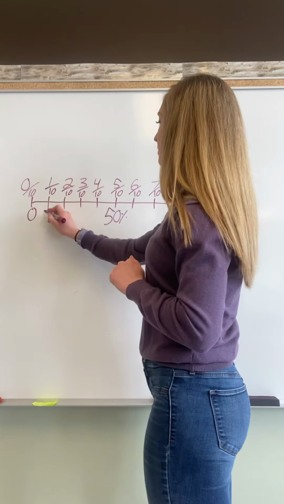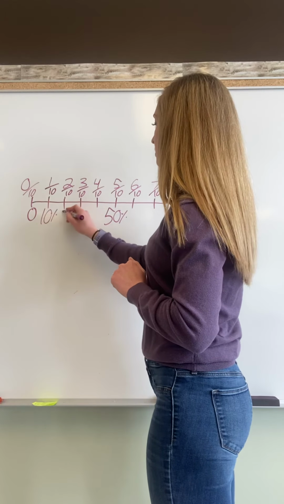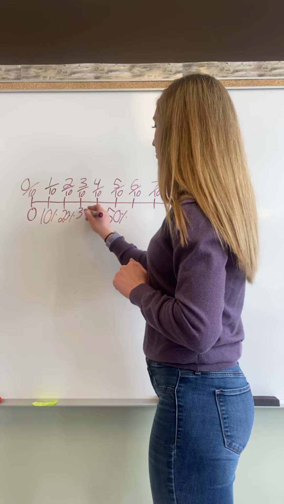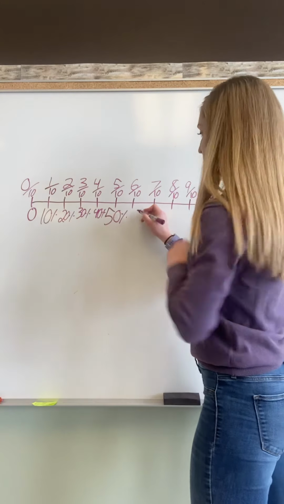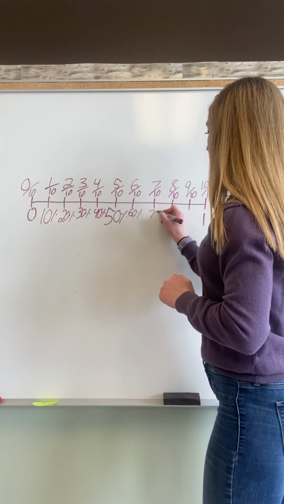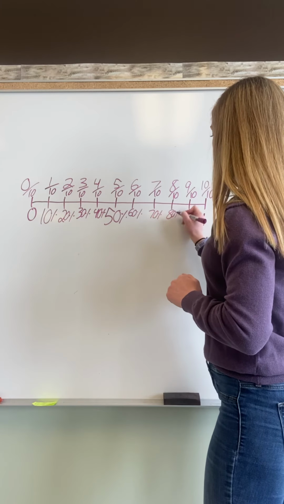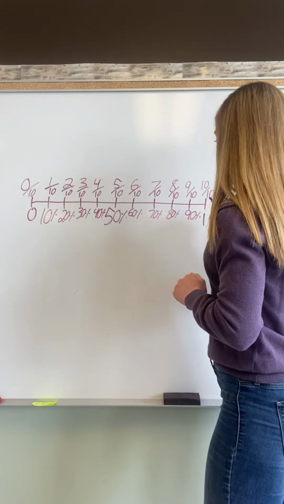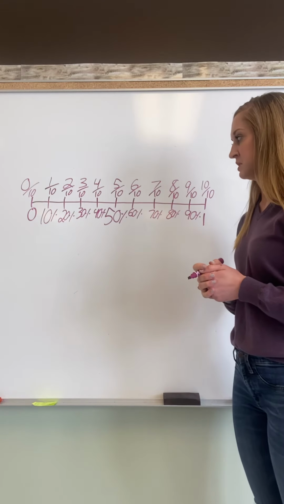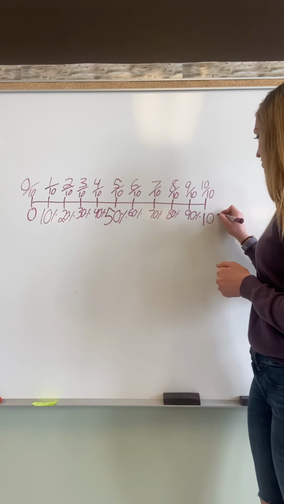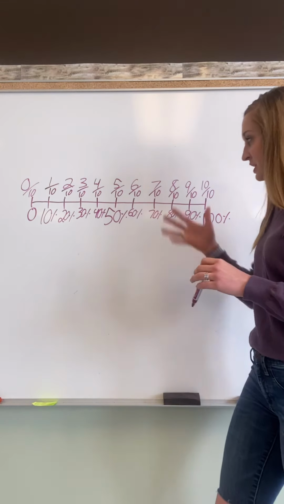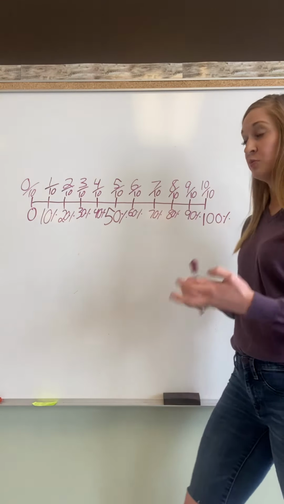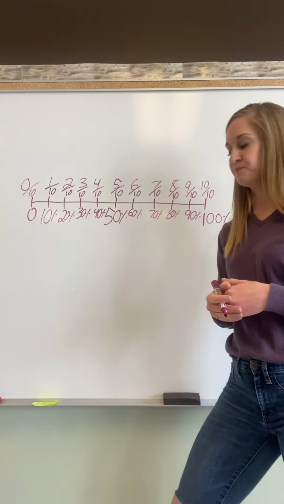So here, now I have 10%, 20%, 30%, my writing is a little too big, 40%, 50%, 60%, 70%, 80%, and then 90%, okay? And then this one here would actually be 100%. So I can use a number line to help represent fractions and percentages.